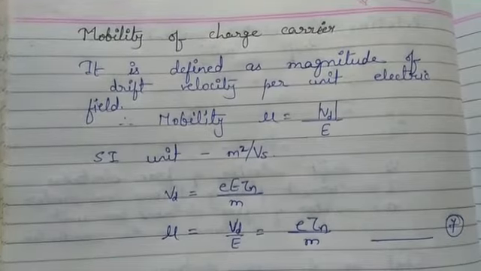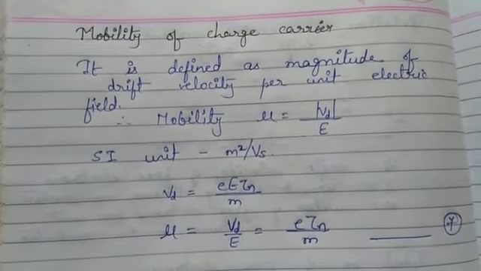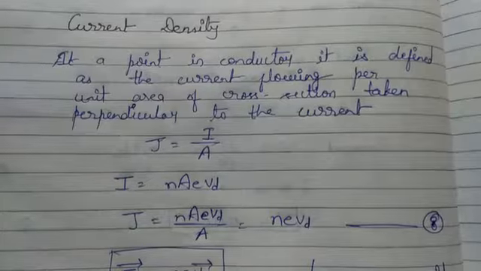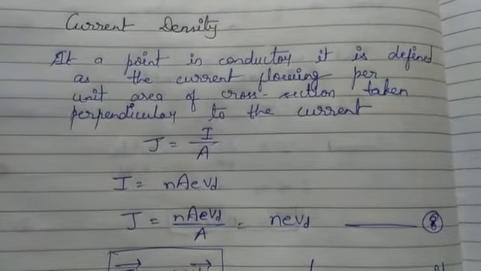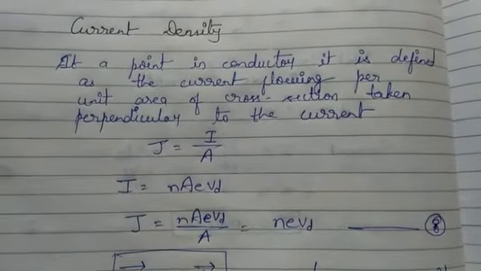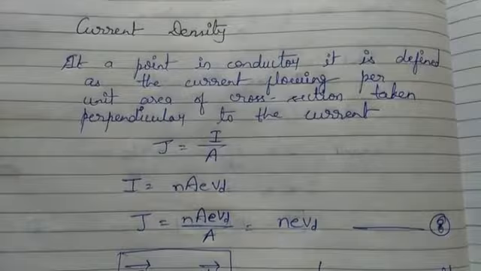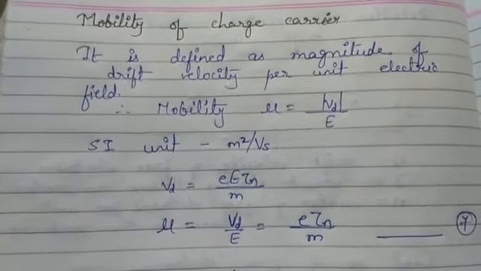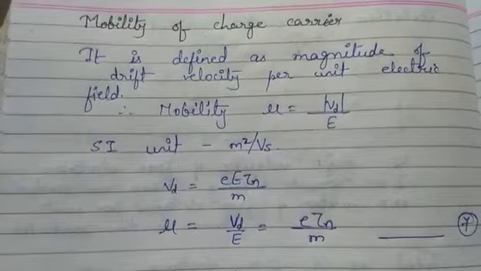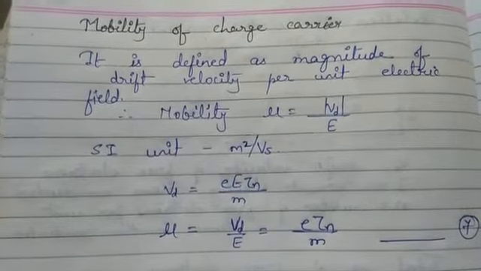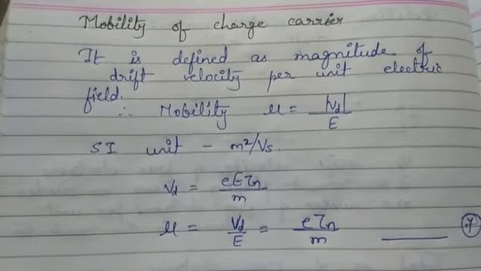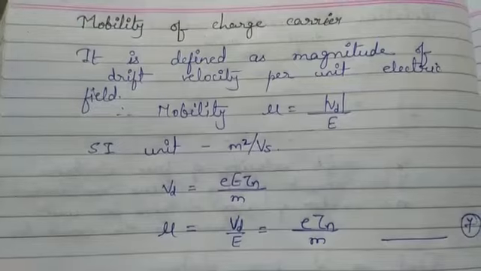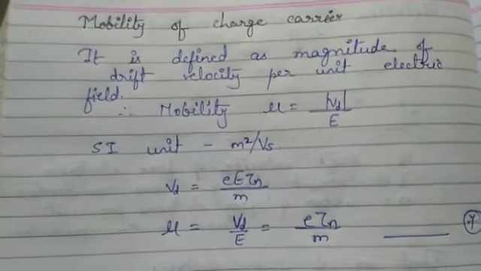In today's topic, we are going to discuss mobility of charge carrier, current density, and Ohm's law and various factors associated with that. In our previous topic, we have already discussed what drift velocity is. Now today when we are going to discuss mobility of charge carrier, let's see its definition.